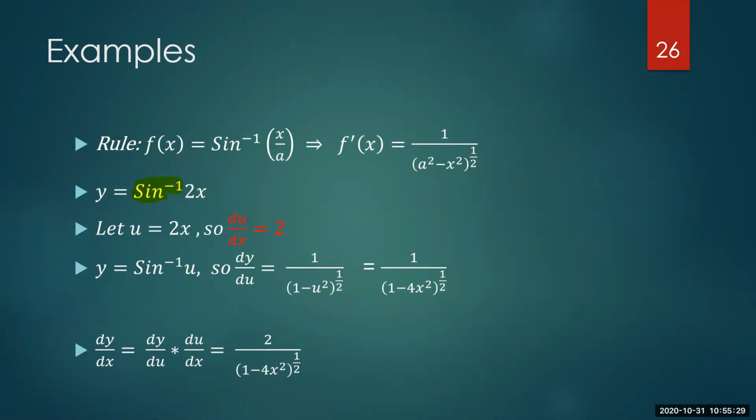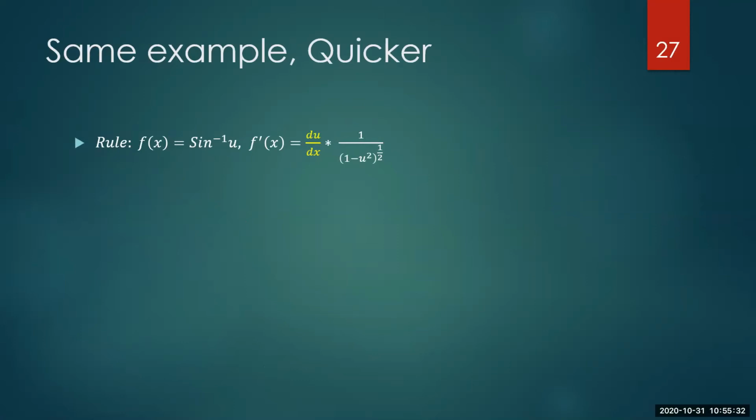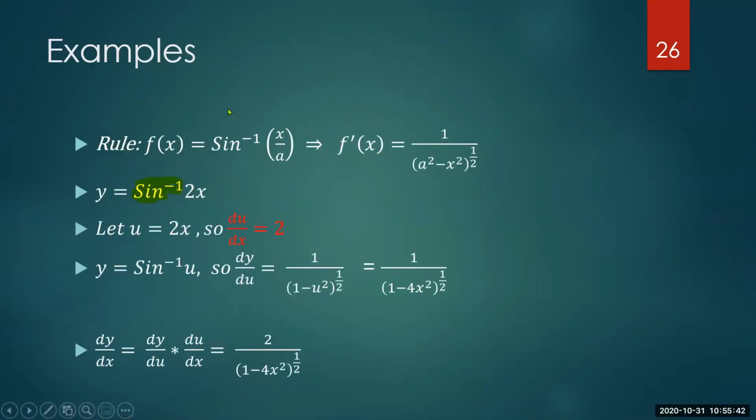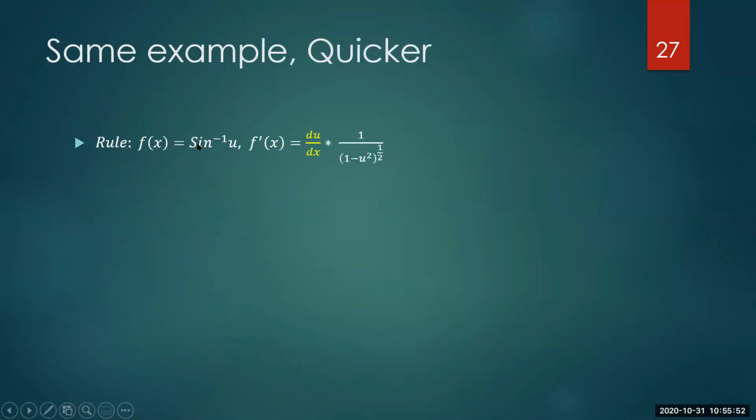Okay, so let's move on to the next example. And this example is the same one, only quicker. Okay, and we'll see what we mean. So back here, we just said if f of x is equal to the arc sine of x over a, right? Now we're doing the chain rule version of this. So the rule here now is if f of x is equal to the arc sine of u, f dash of x is equal to du dx multiplied by 1 over 1 minus u squared all to the power of a half. Okay.